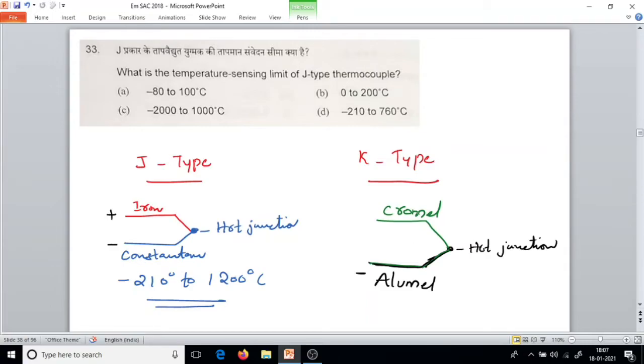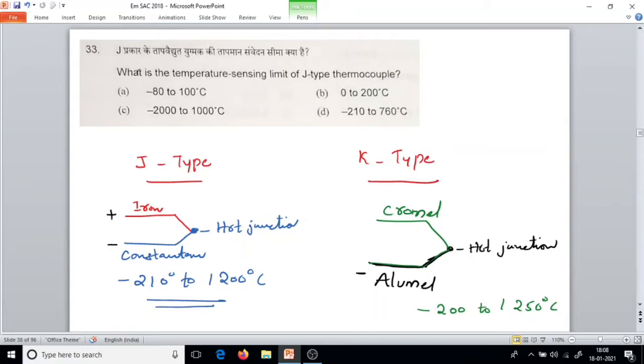This is made of chromel. So K-type is a combination of chromel and alumel. And this has a temperature range of minus 200 to 1250 degrees Celsius. So if you look at it, both are somewhat similar.